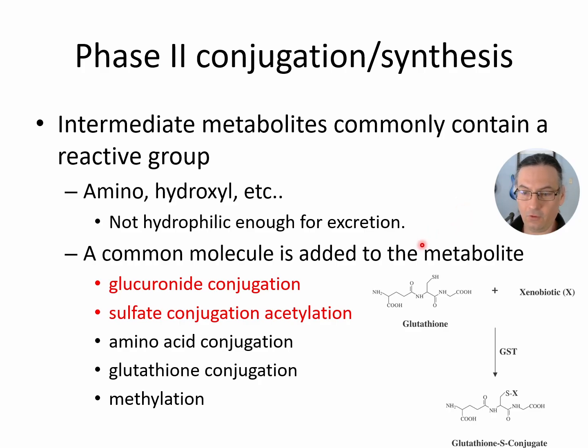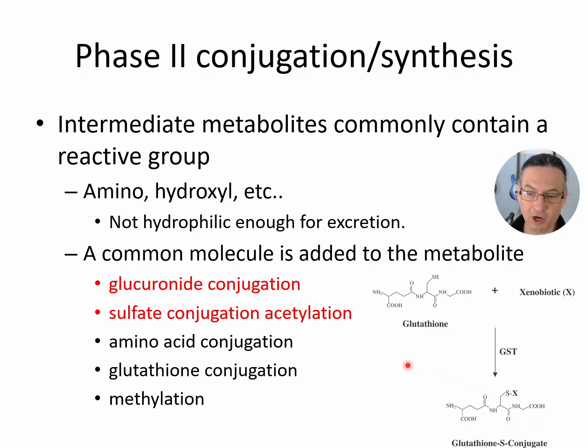Now, there's a whole bunch of different forms that we can use, but some of the most common ones are glucuronide, where we can take something like glutathione, hook it to a toxin, and end up with the help of an enzyme, generate something like this glutamine sulfa conjugate that can get eliminated.